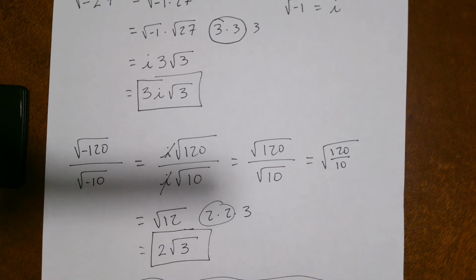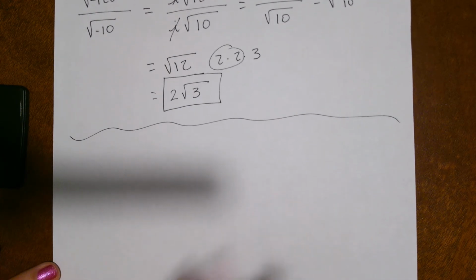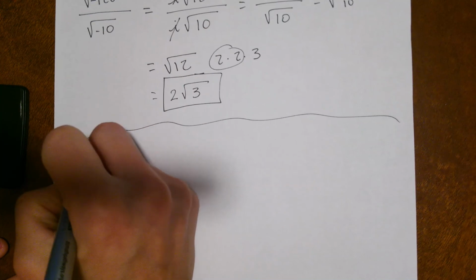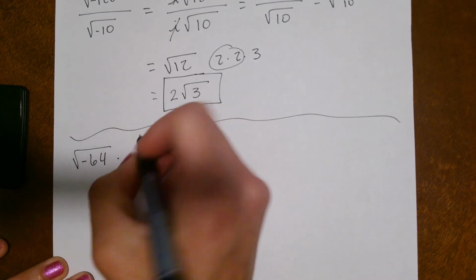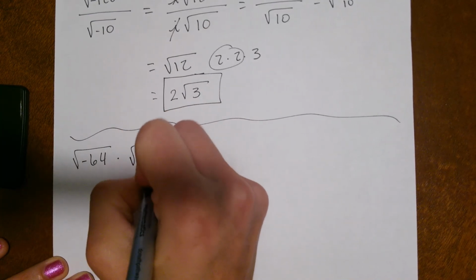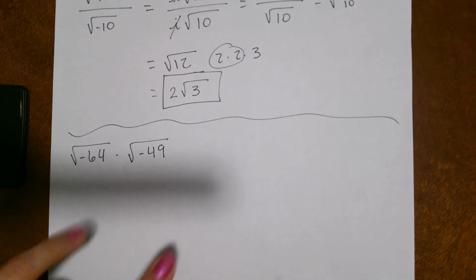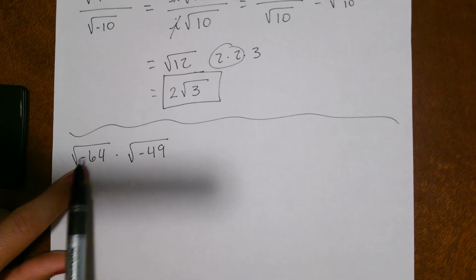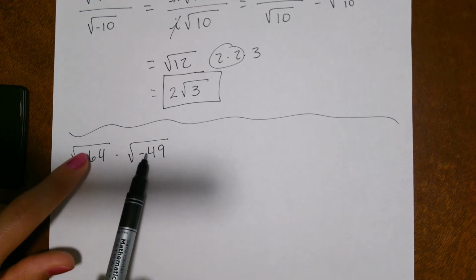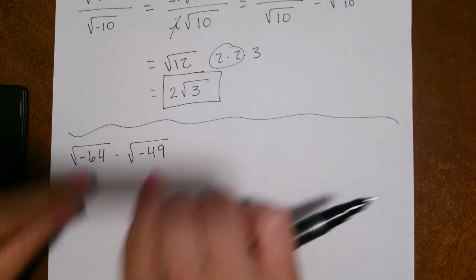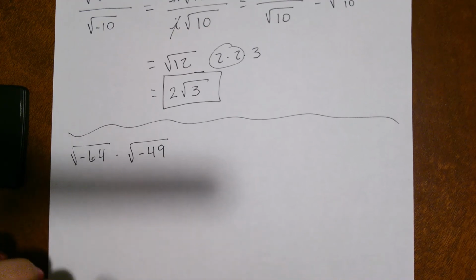Let me do one real quick with multiplication. So let's say I have the square root of -64 times the square root of -49. And I want to simplify these. So again, we have the property that says if I have two radicals that are being multiplied together, I can simply put their arguments multiplied together under a single radical.